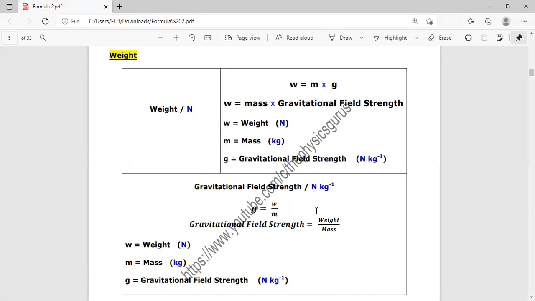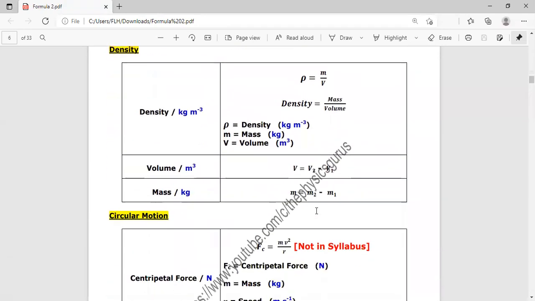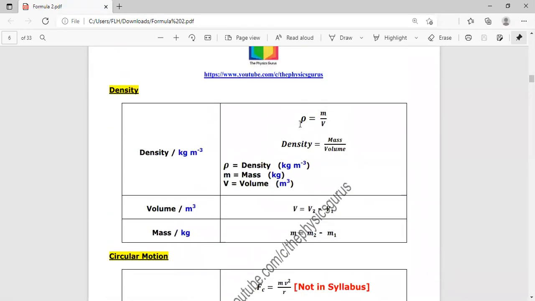Then the formula of density. Density is equals to mass over volume, or density can be represented by rho is equals to m over v, where rho represents density, m stands for mass, and v stands for volume. We can also calculate the volume if two values are given, that is final volume minus initial volume, and we can calculate the mass as well if two masses are given, that is m2 minus m1.